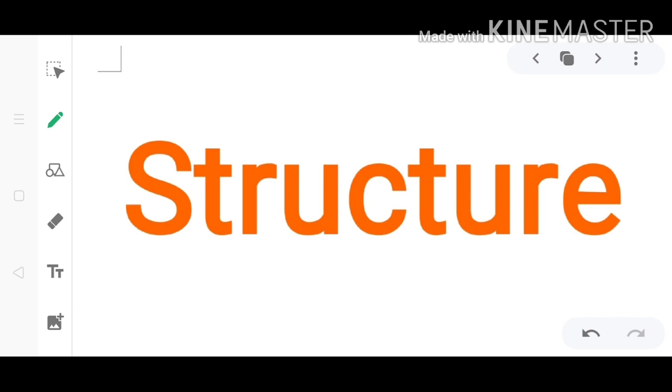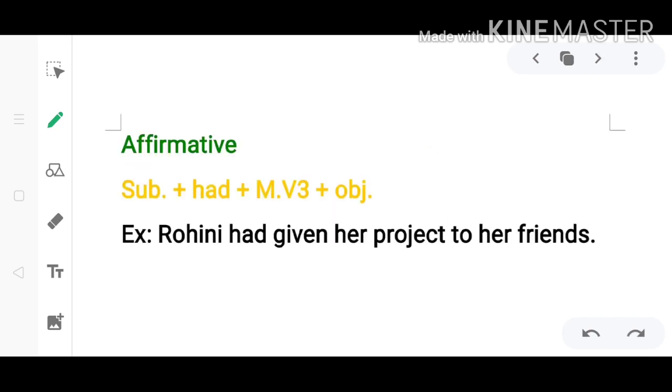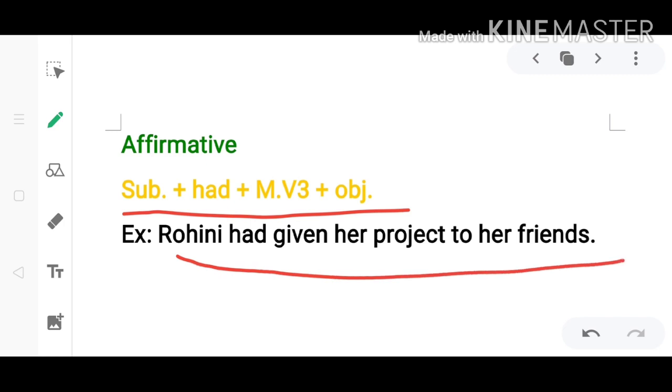As usual, first case is the affirmative sentence. For creating affirmative sentences, you will use this rule: subject plus auxiliary verb had plus verb third form plus object. As per the structure, I have created an example: Rohini had given her project to her friend. Here Rohini is the subject, the helping verb is had. There will be no confusion as you have to use had with all subjects. Given is the verb third form, then the object.